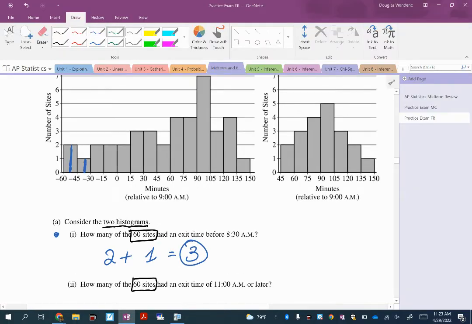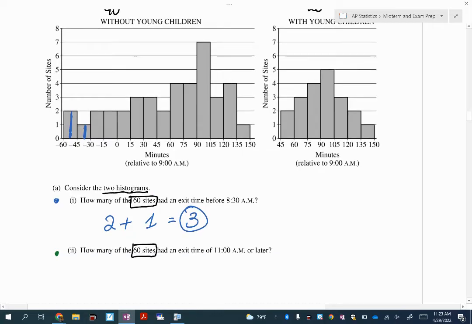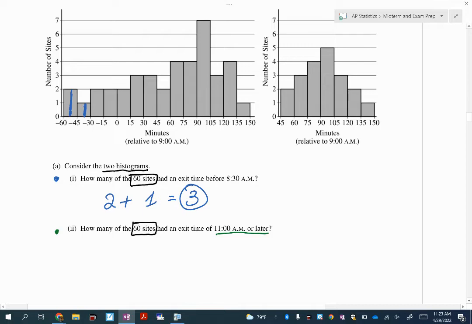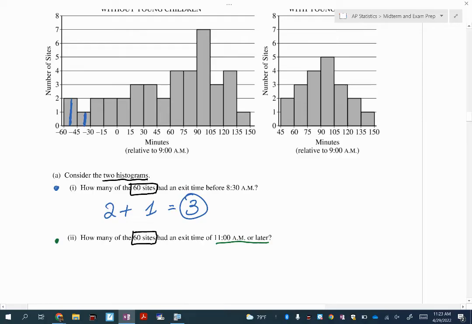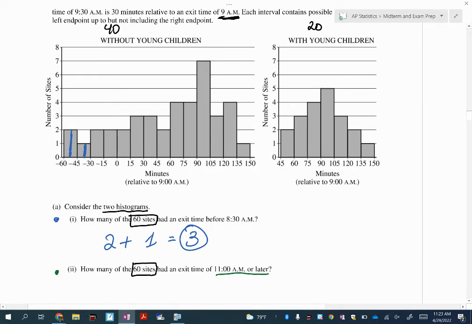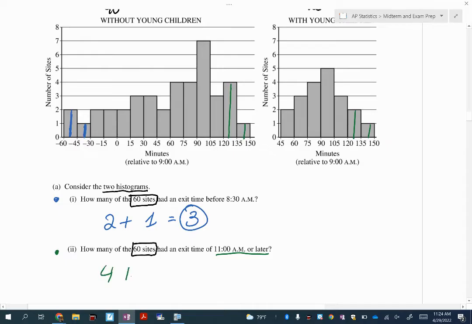All right, let me change to green for the next one. How many of the 60 sites checked out at 11 a.m. or after that? So past 2 hours, so 2 hours past 9 or more. So that would be 120 minutes or more. And they both have some. So this one here, right? That's 120 or more. Same with that one. And this one and that one. So if I add them together, that's 4 plus 1 plus 2 plus 1. So that's 8. There are 8 sites that had an exit time of 11 a.m. or later. That's way past the target time of 9 a.m.